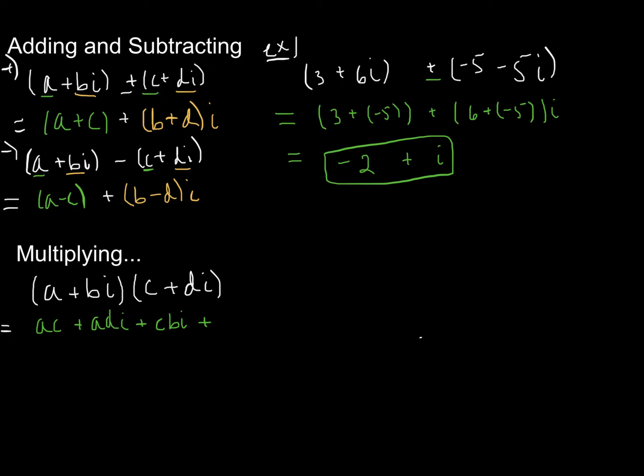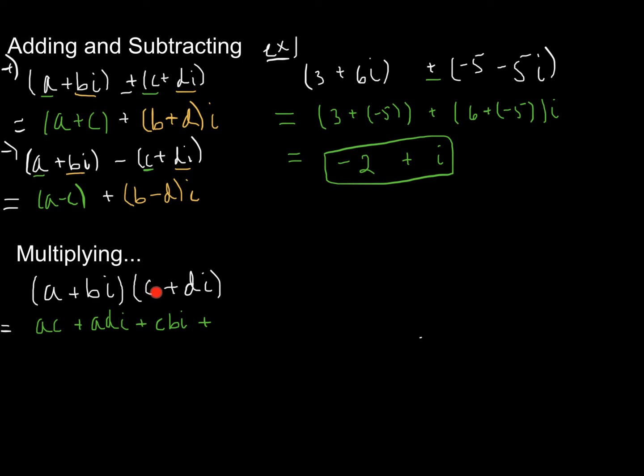Okay, so let's go through the first couple of steps here. First, a times c, get a times c, no big deal. Now, a times di. Well, notice this is just some number of i's, or imaginary units. And so if you have this number of imaginary units, and you multiply by a, you will have a times d i's. So a times di, that many imaginary units.